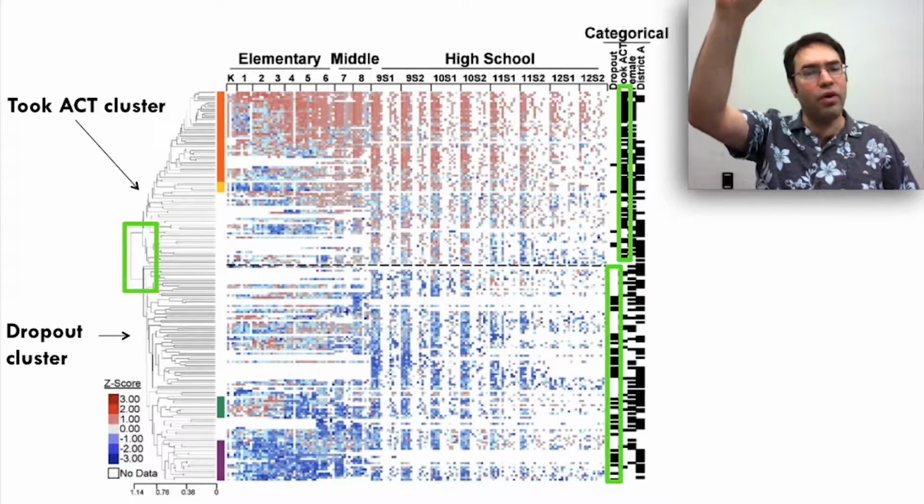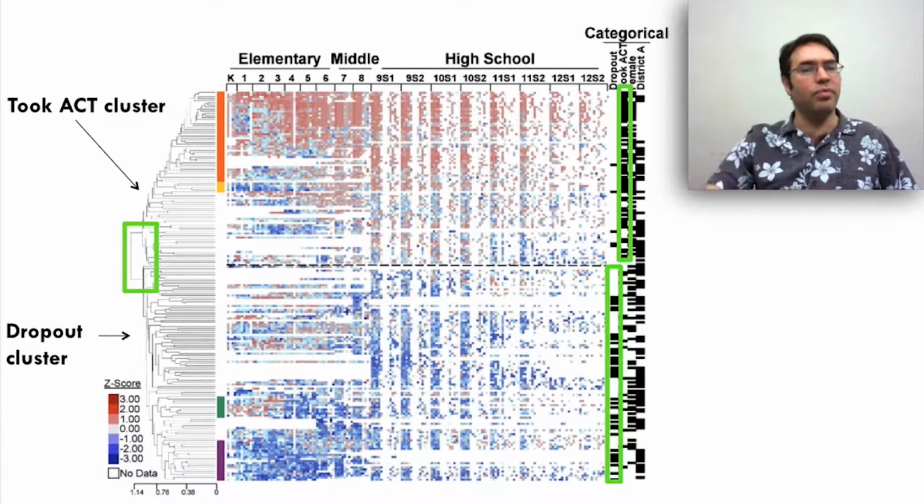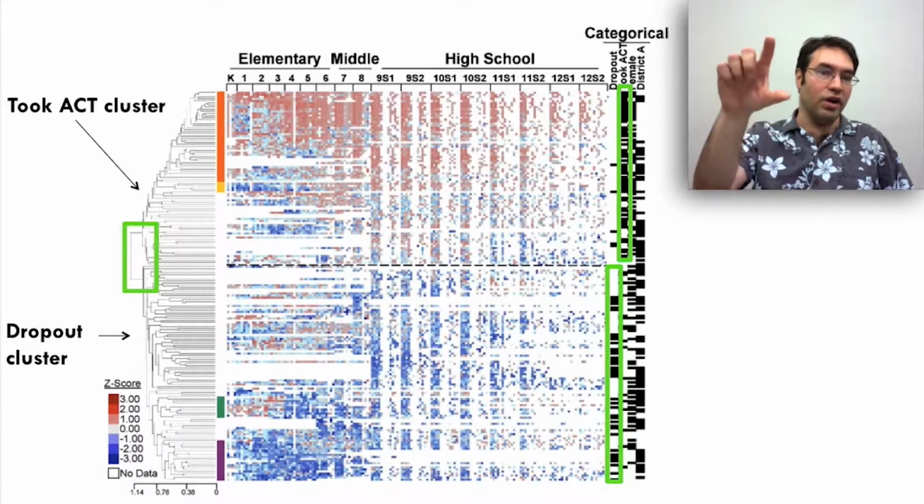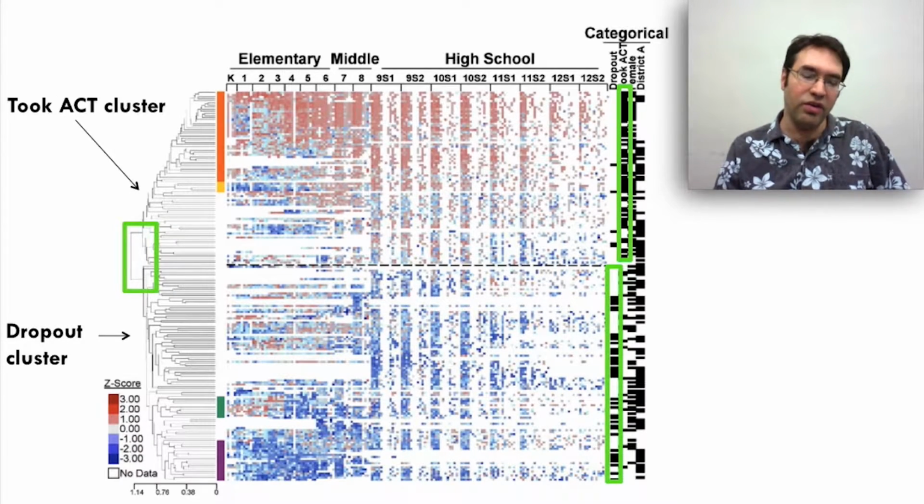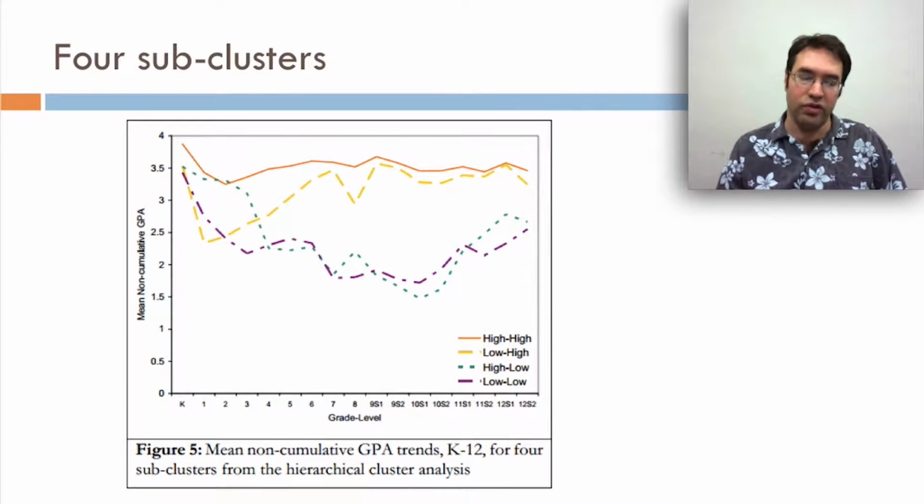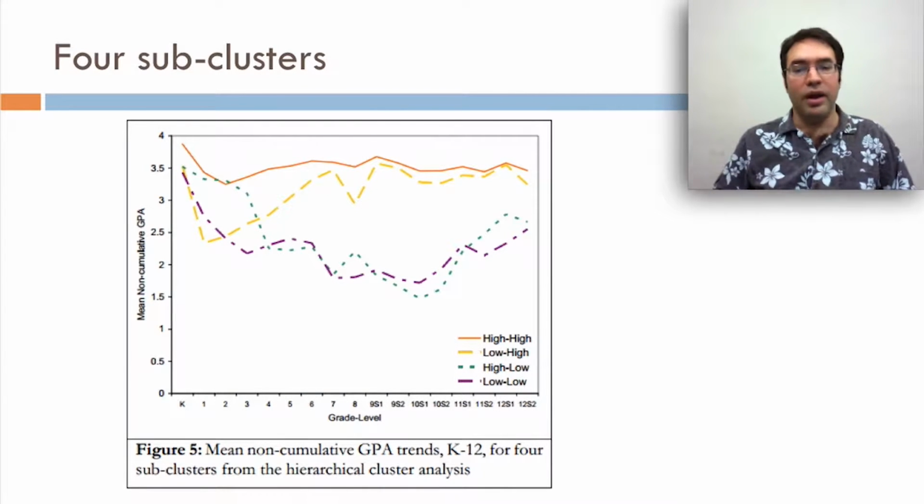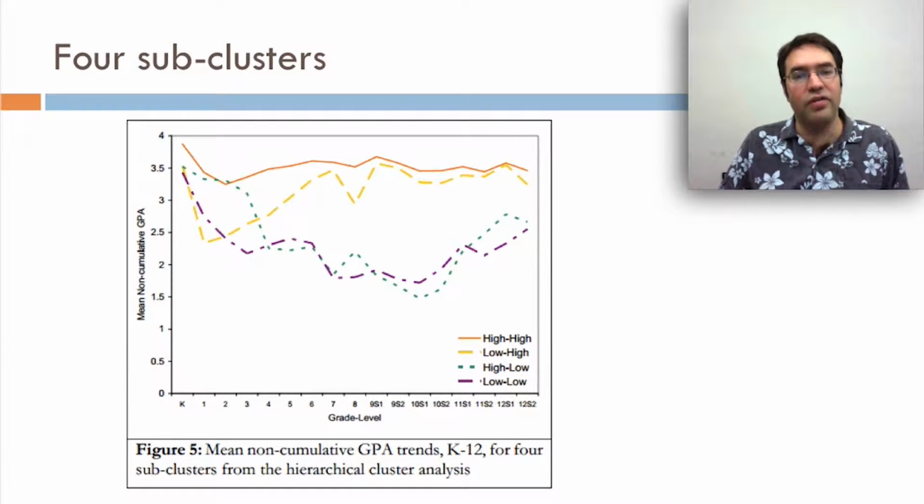You'll also notice 4 bars on the left just between the clustering and the grade starting. An orange bar, a yellow bar, a green bar, and a purple bar. Now these represent 4 subclusters, which are shown in this graph again. In this graph, it shows the trend of each of these 4 groups in their non-cumulative grade point average. So how well were the students doing?